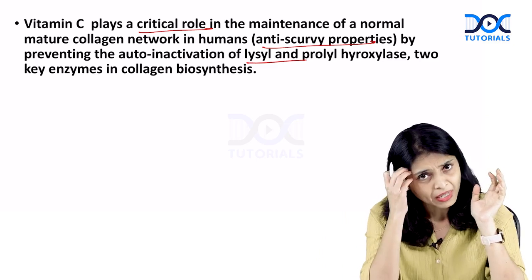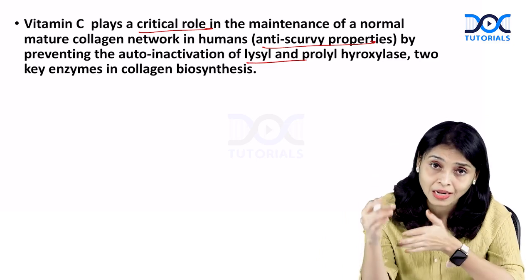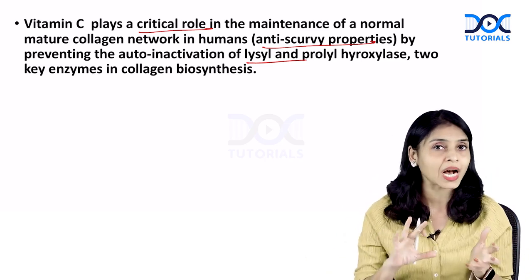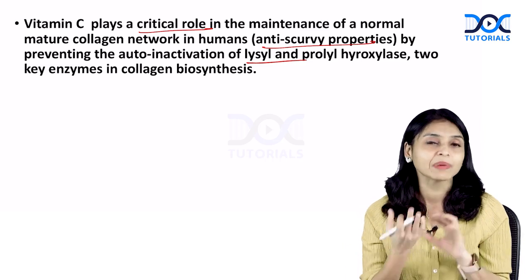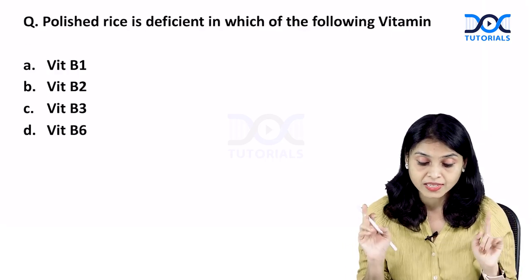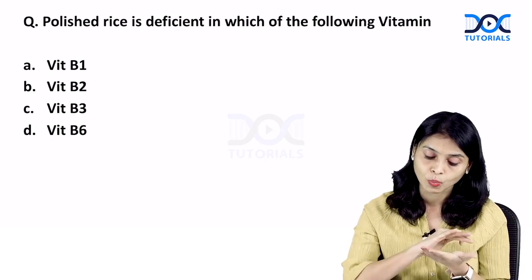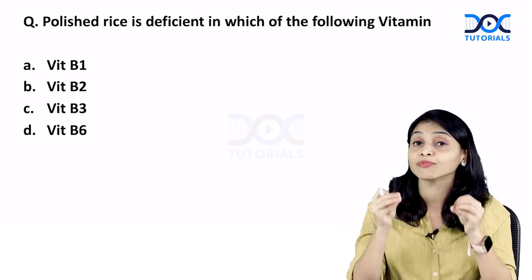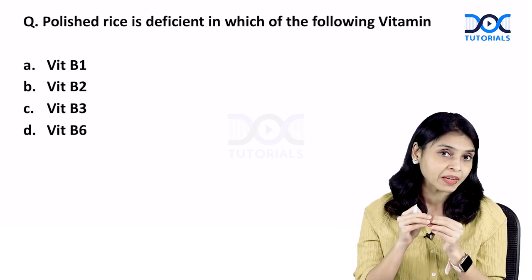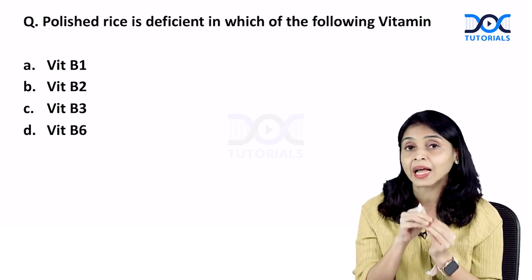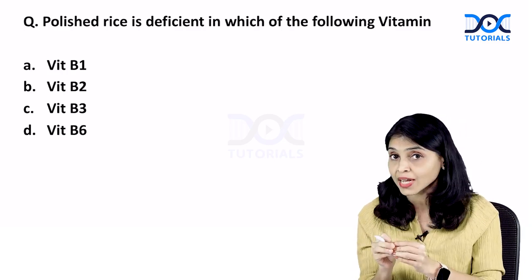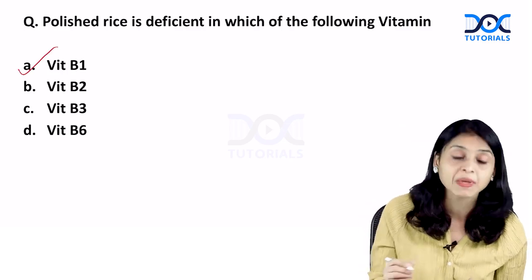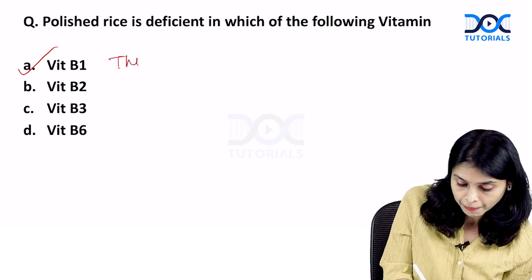So, I think this is a repeat question. Lack of collagen synthesis, vitamin C, this is a repeat question. All these are repeat questions, but asked in a slightly twisted manner. Polished rice is deficient in which of the following vitamins? When you polish, the outer layer is lost, and the outer layer is rich in a lot of vitamins and minerals. The vitamin that is very critical and lost can lead to a disease known as beriberi. So, beriberi is because of vitamin B1, or thiamine. Vitamin B1 is thiamine.